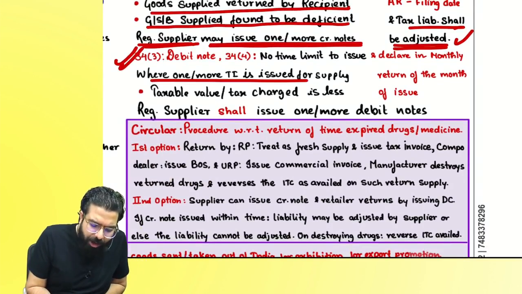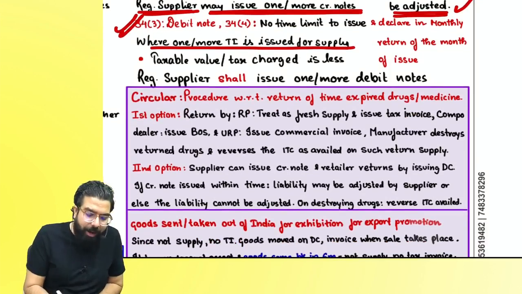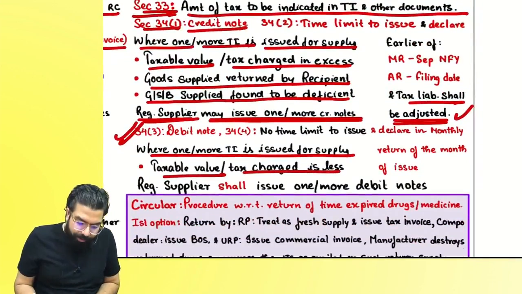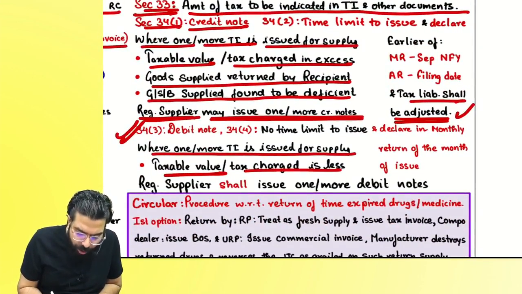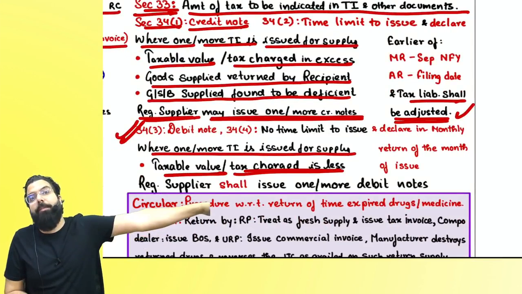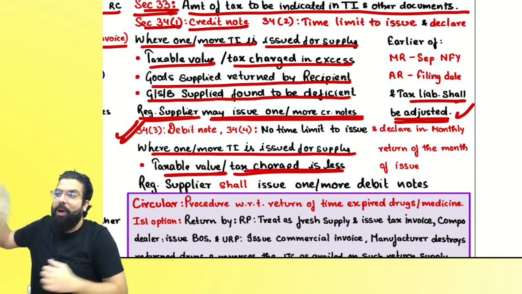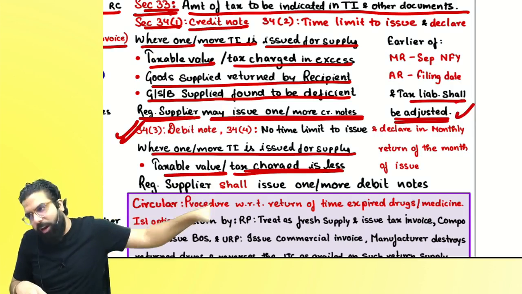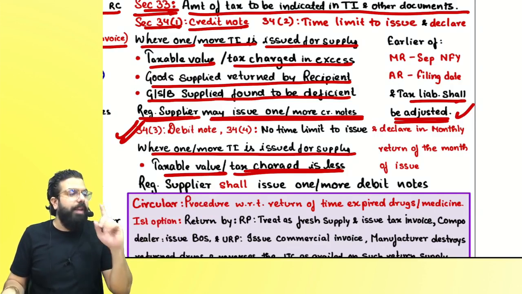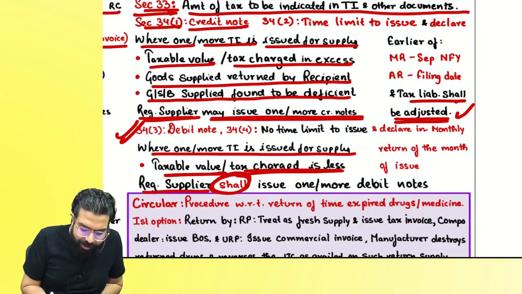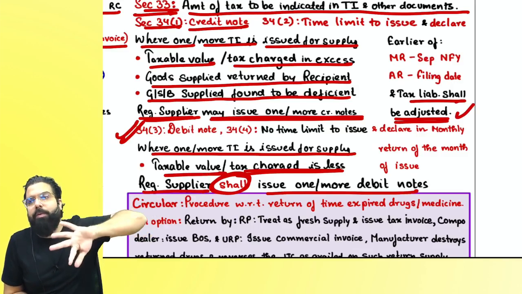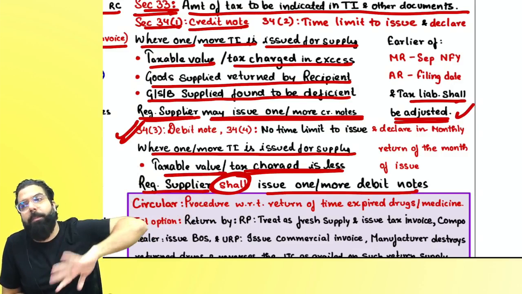Then we have section number 31.3 which goes ahead and says debit note, when it will be issued. Sir, when one or more tax invoice is issued for the supply, taxable value or tax charged is less. Sir, if I have gone ahead and charged you taxable value or tax less, then I will go ahead and say you are my debtor, I will give you a debit note, collect more tax from you and give it to the government. For that I will give you a debit note. Registered person shall, it is mandatory to issue debit note, right everyone? For multiple invoices there can be one debit note, for one invoice there can be multiple debit notes.